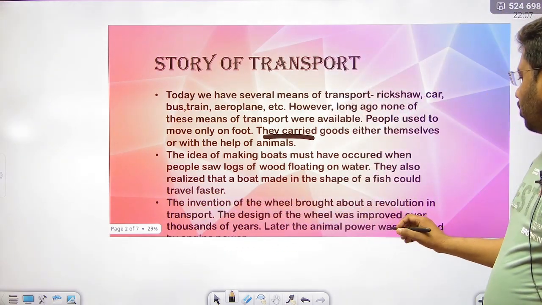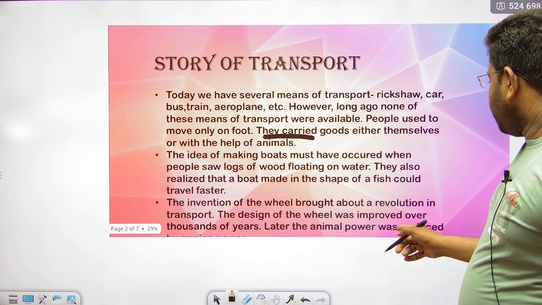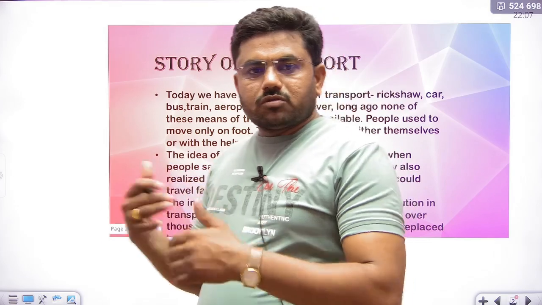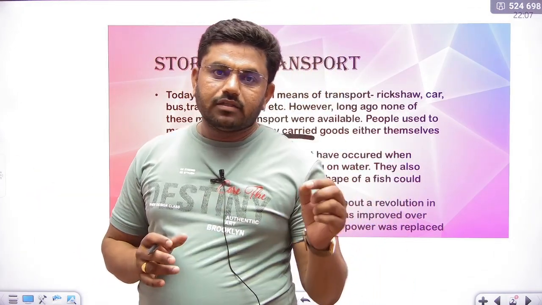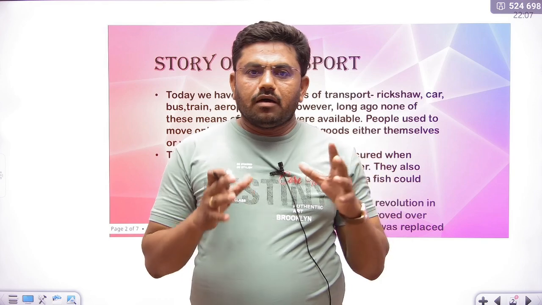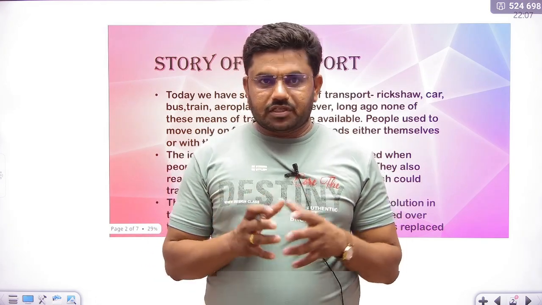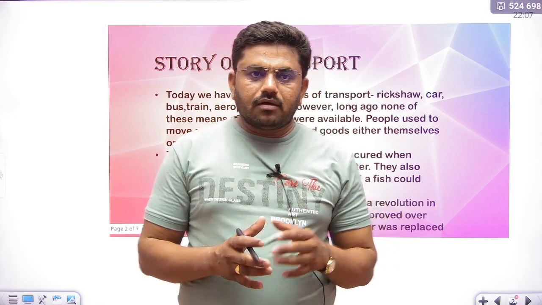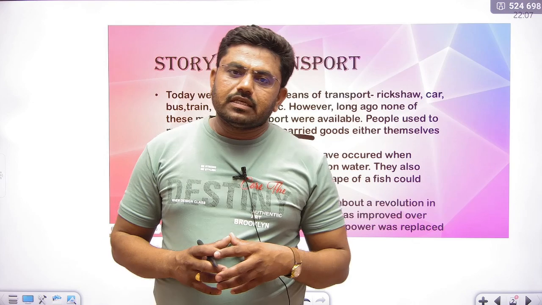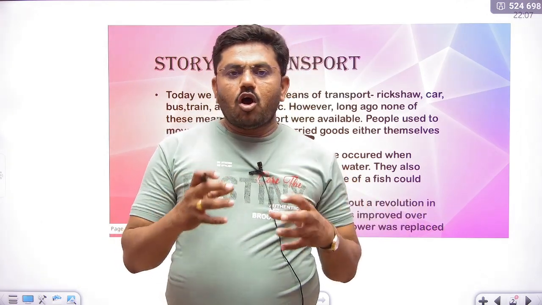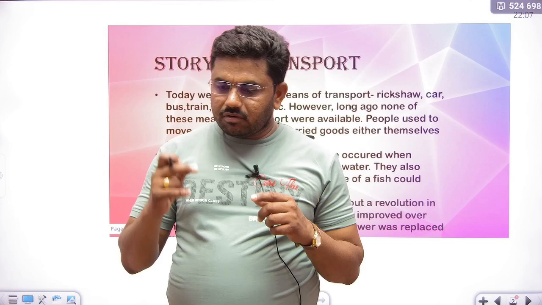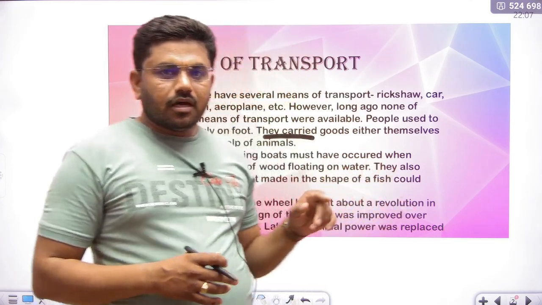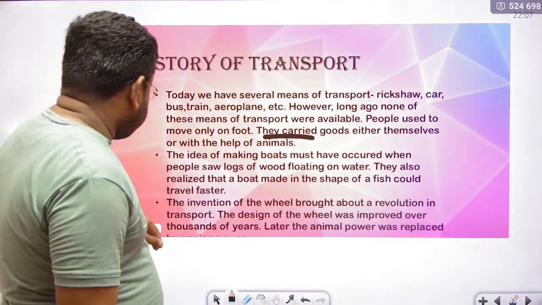The invention of the wheel brought a revolution in transport. The design of the wheel was improved over thousands of years. It means that the log of wood was moving, and people saw it and understood how to make a boat, giving the wood the shape of a fish to get more motion. A wheel was also discovered or invented because a log covers distance, and if you make pieces of it, it increases motion. They understood this so long ago.